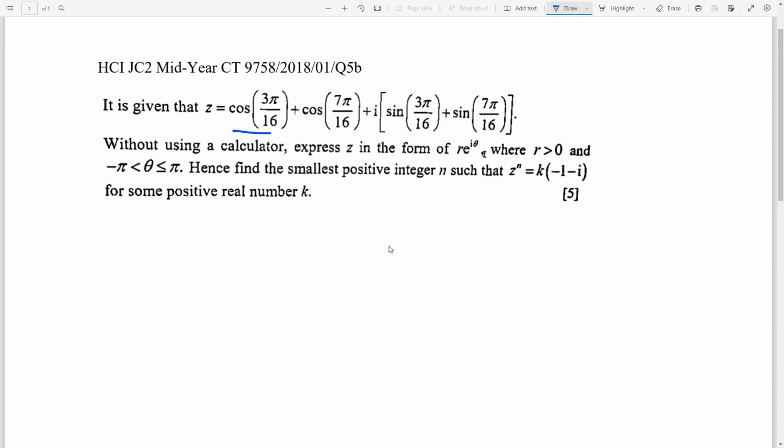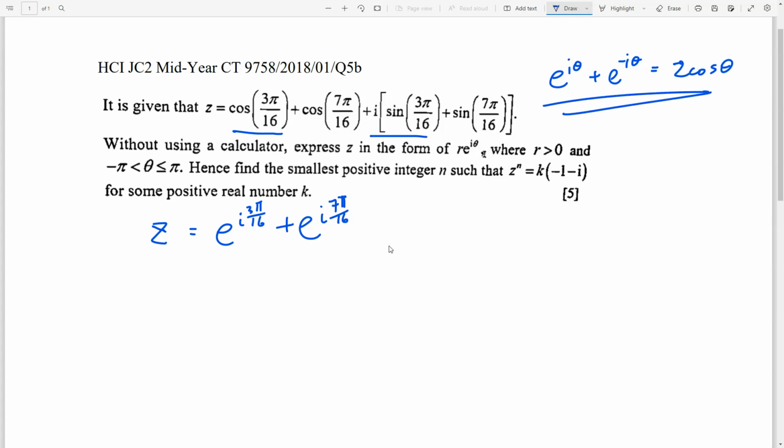First thing you can see is that this and this give you z equals e to the power of i 3π over 16, that's the first part, plus the second part, e to the power i 7π over 16. Because they are of the same magnitude here, we want to make use of the property where e^(iθ) plus e^(-iθ) equals 2 cos θ.